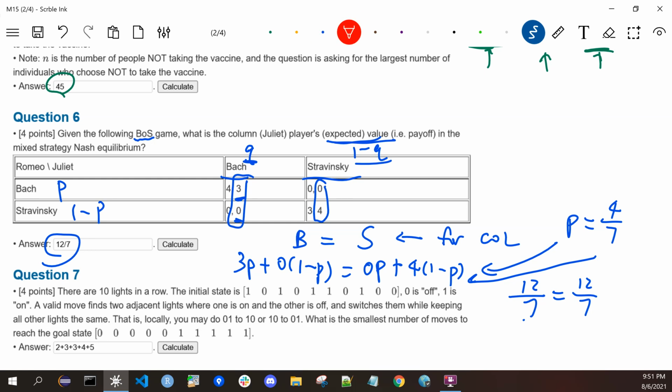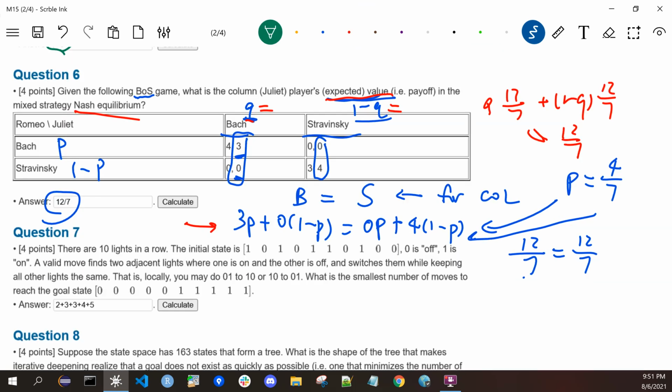If you do want to spend the time to solve for Q and 1 minus Q, at the end you can get some number for Q and some number for 1 minus Q. And when you compute the expected value, you can do Q times 12/7 plus 1 minus Q times 12/7. Since these two numbers are the same, the total expected value in the equilibrium would still be 12/7. So basically you can save yourself some time by solving only the probability for the player that you are not asking for the expected value. So that's the trick here, and let's move to the next question.